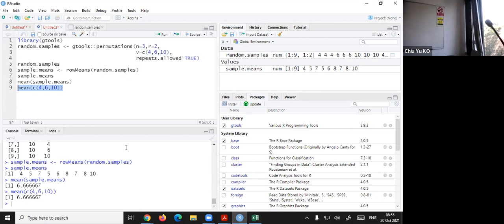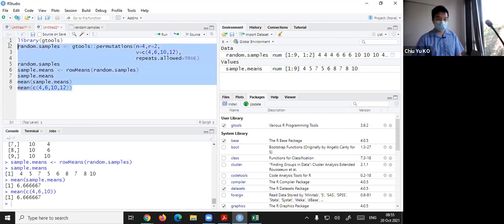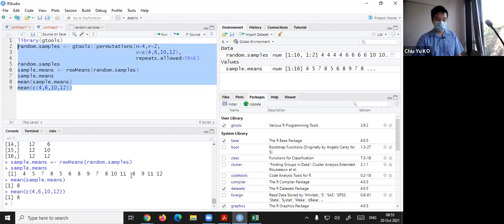Of course, you can make it more fun by having n be a bigger number, right? You can make n like 4, okay? You can make 10 become 12, okay? And you can see at the end, you should get the same result. Let's run this, okay? You will see I have the same result. Both the mean of the sample mean and the population mean are the same thing. Okay, this is the first one I want to show.